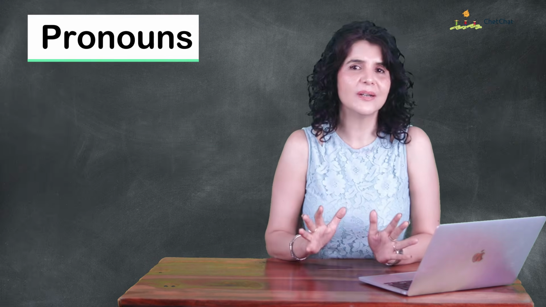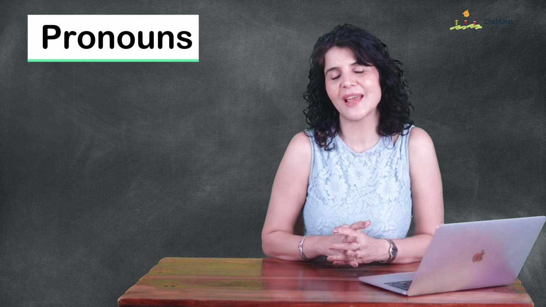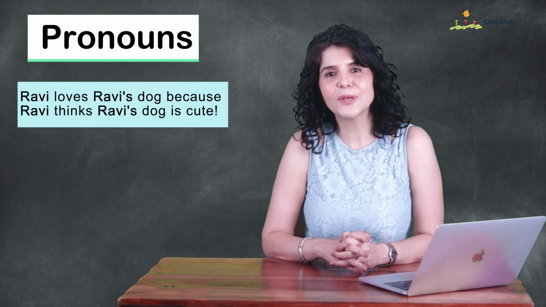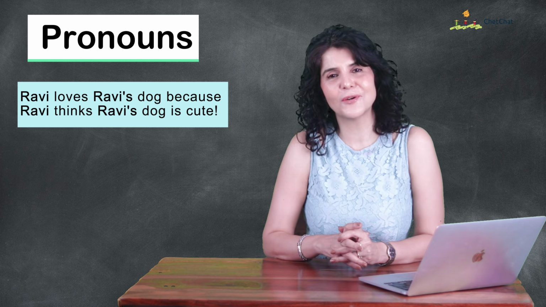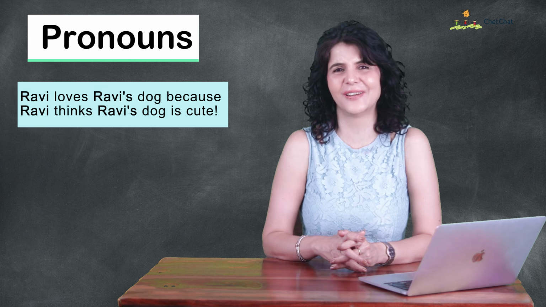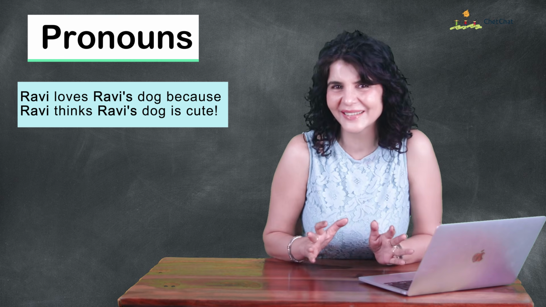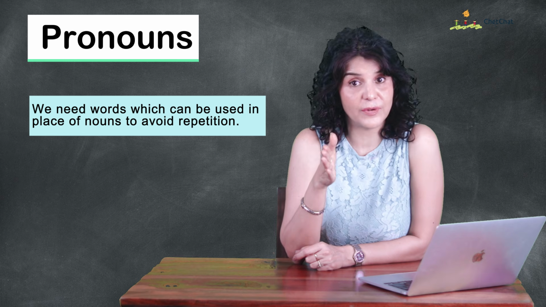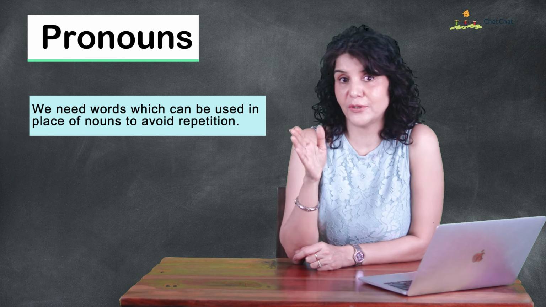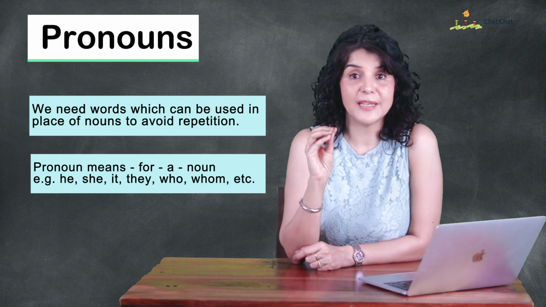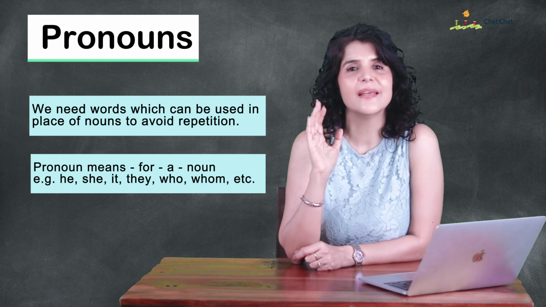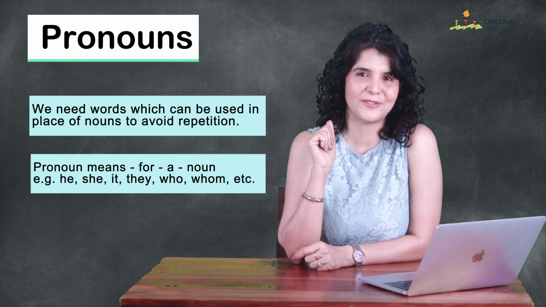Now, imagine a world where we had to repeat names every time we spoke. Ravi loves Ravi's dog because Ravi thinks Ravi's dog is cute. Oof, quite exhausting, right? So we need words which can be used in place of nouns to avoid repetition. Pronoun means for a noun. Example: he, she, it, they, who, whom, etc.